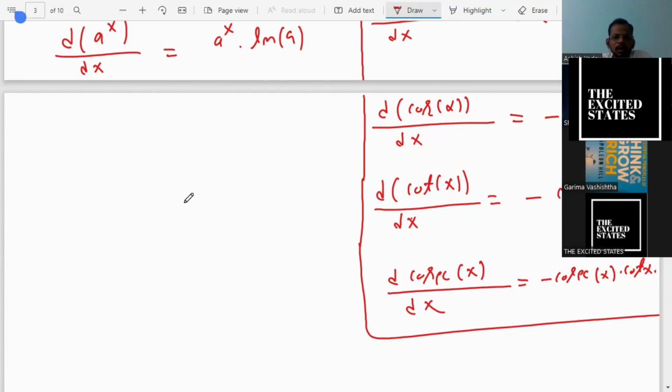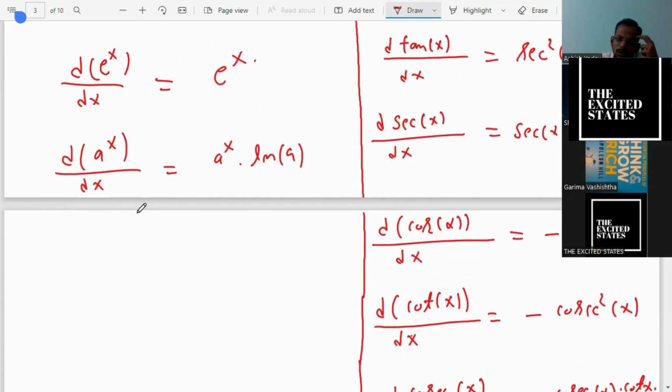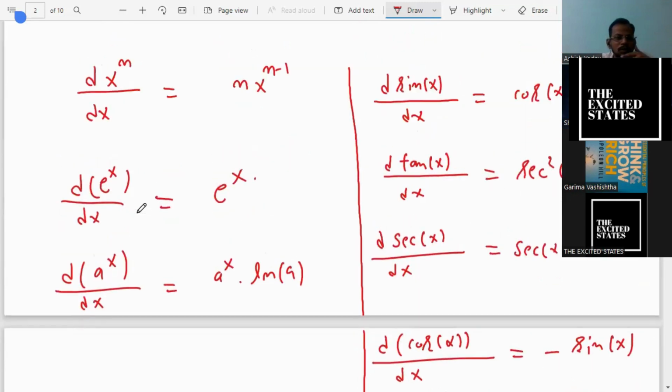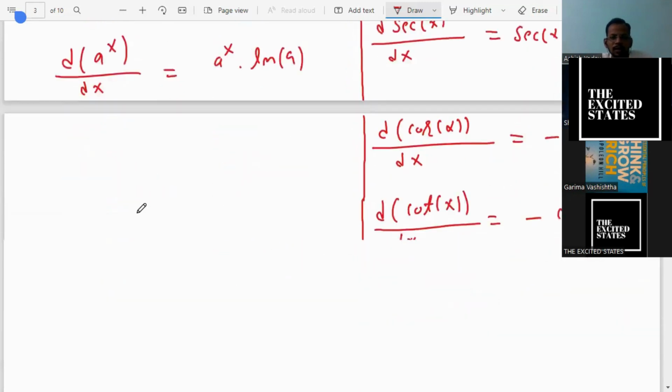I think you have not covered the inverse trigonometric functions. If you had covered, then I would write the derivative of inverse trigonometric functions also. Have you covered? No, sir. Okay, let me think if I can tell you some more: trigonometric, exponential, polynomial. Yes, I think this is right.